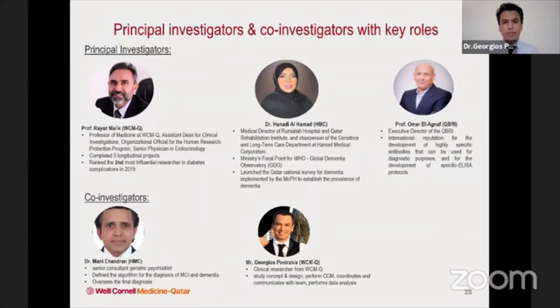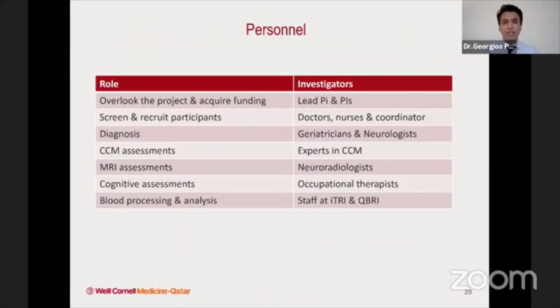Just to show some distinguished investigators, the principal investigators involved in the study, and the key investigators who play a big role in coordinating the study. And then choosing the personnel for your study is very important. For example, overlooking the project and acquiring funding is always the PI. But when it's about screening and recruitment, you need the help of the doctors, the physicians, the nurses, and the coordinator. For diagnosis, especially when you have a grant application or an IRB submission, you have to say that you have the required personnel, geriatricians and neurologists in this case for our study.